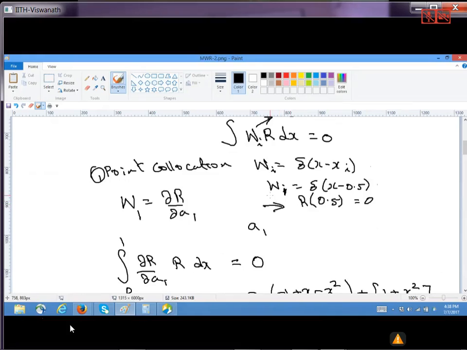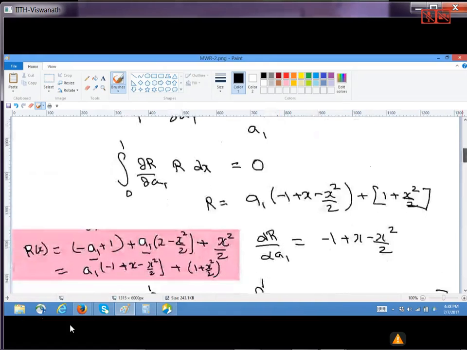However, if you want to do it using the collocation method, then in the collocation method, this is 0 to 1. The weight is dou r by dou a1 r dx. Why are we taking it with respect to only a1? Because only a1 is not determined. All other things are determined after the approximation has satisfied the boundary conditions.